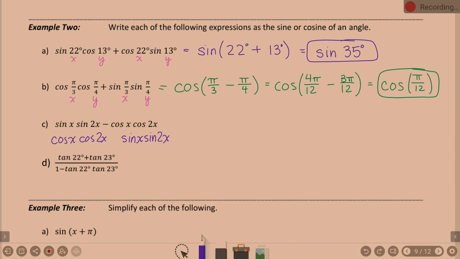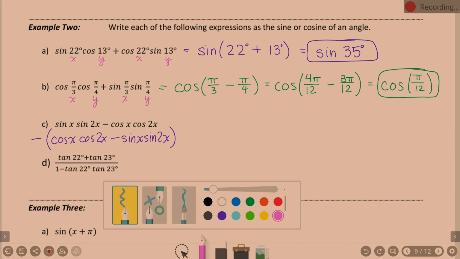So I need something where it's still going to be the equivalent value. So I'm going to factor a negative out. If I factor the negative out, the cosine cosine term becomes positive. What about the sine sine term? It was positive, so it's going to become negative or minus. So we have the negative of cosine x, cosine 2x minus sine x, sine 2x. Okay, it just means that negative is just going to carry along. Can you identify your x and y?